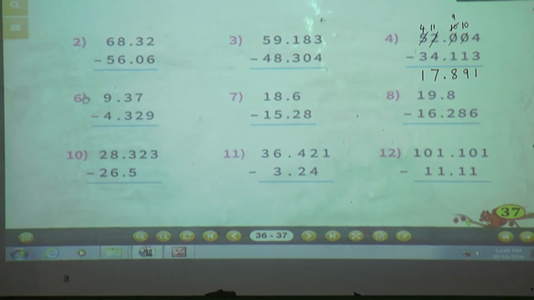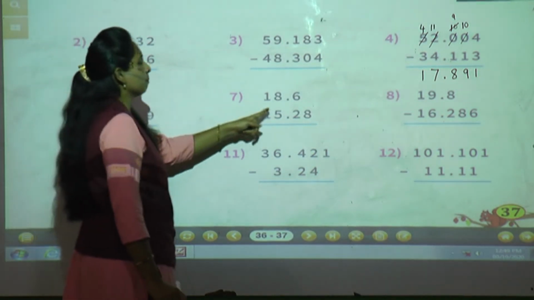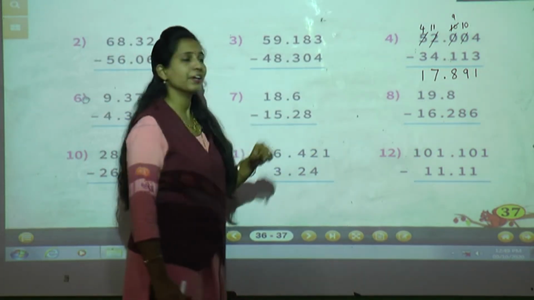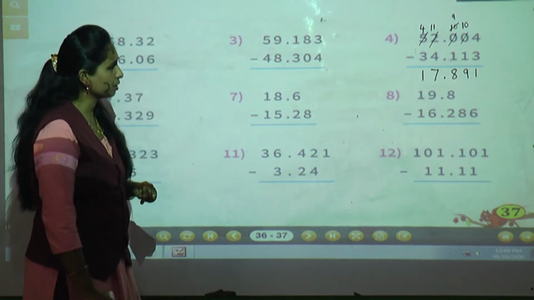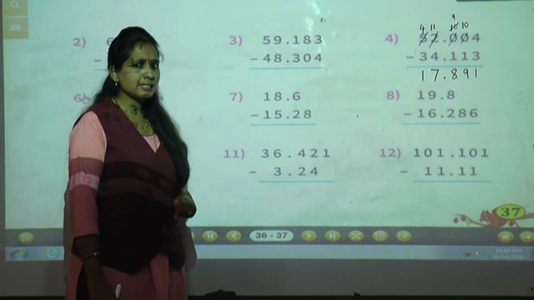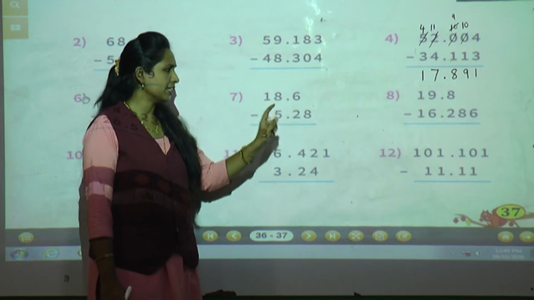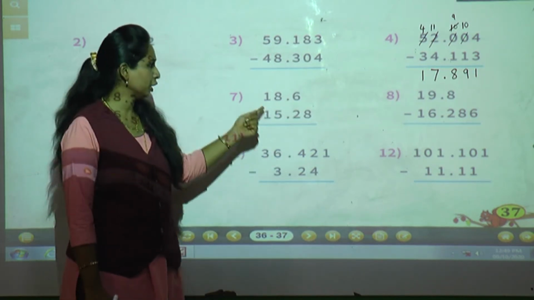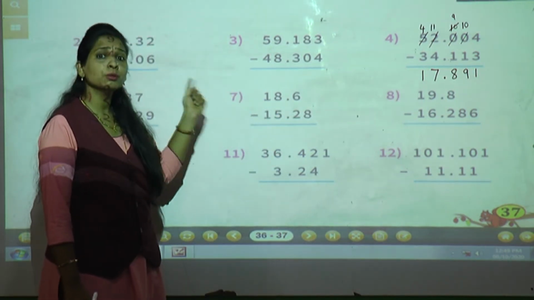17.891. Clear? Yes, very good. Now next, the 7th one I will solve for you. See the 7th one, 18.6 and 15.28. Now students, are both the numbers like decimals? No. Here 1 digit is there, here 2 digits are there. So we need to convert first into like decimals.